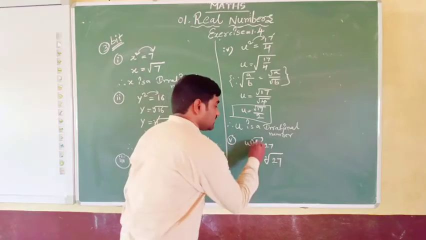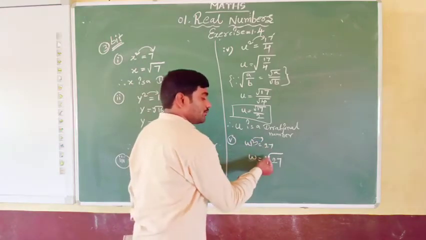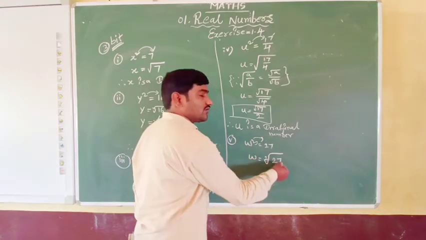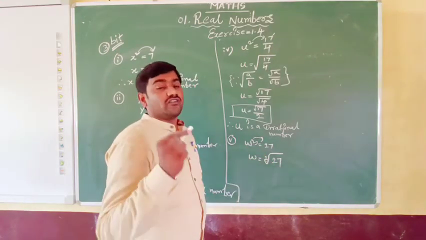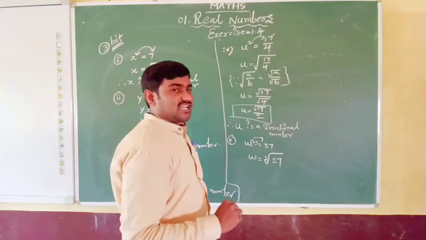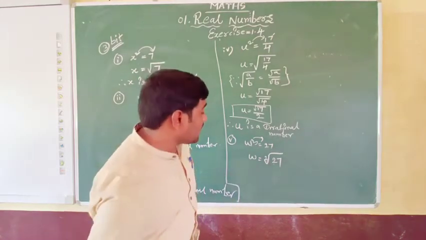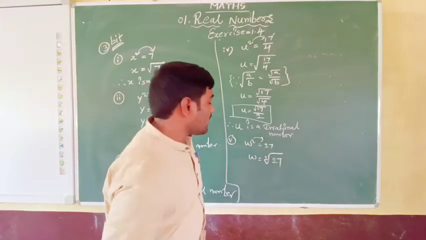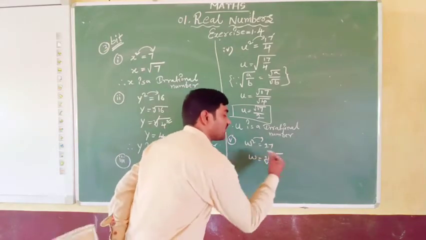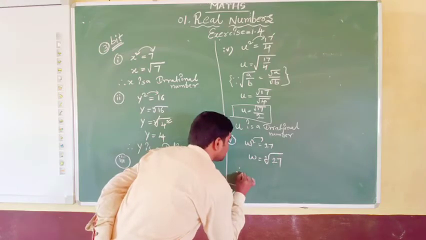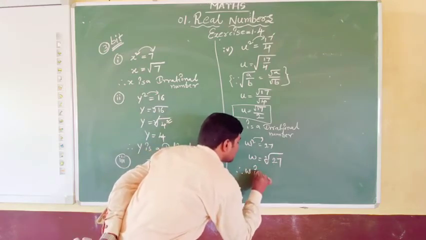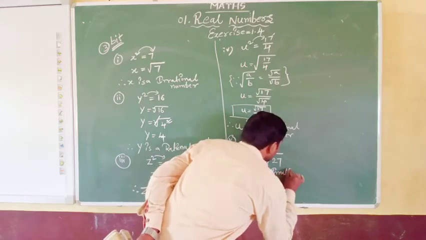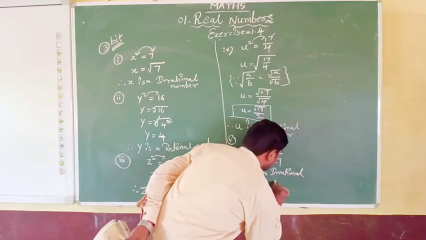If there were a 3 here, w cube equal to 27, then it becomes the cube root of 27. The cube root of 27 is a perfect cube number, so you get 3 as an answer, which is a rational number. But we have a square here, and the square root of 27 is not a perfect square root number. So w is an irrational number.